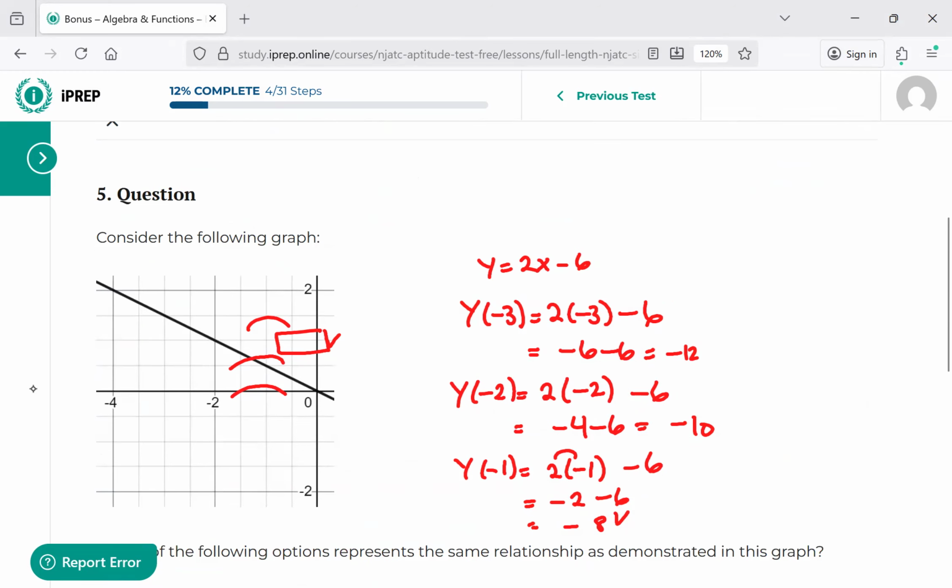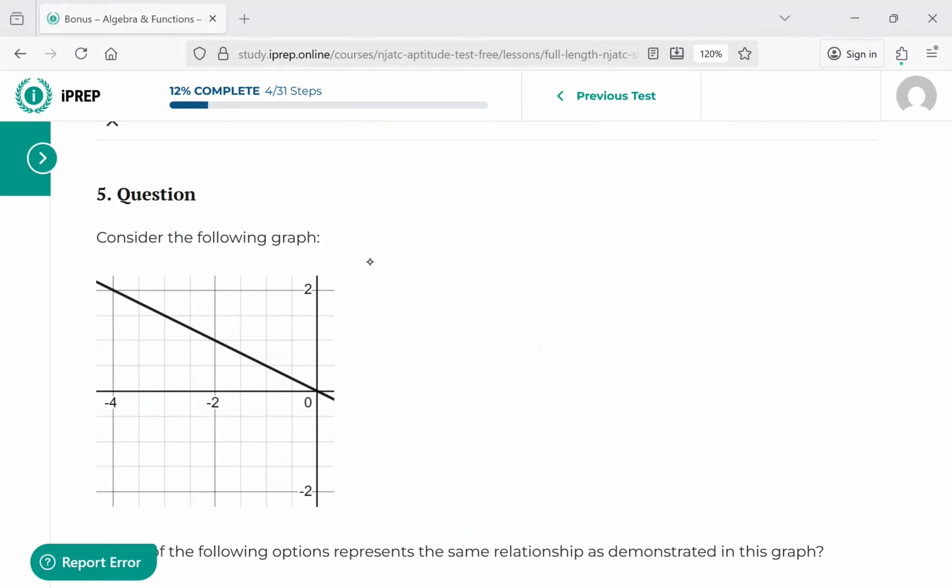Let's move on to question 5. Consider the graph, and it looks like a linear line. What are they asking? You have this linear line, and which of the following options represents the same relationship as demonstrated in this graph?